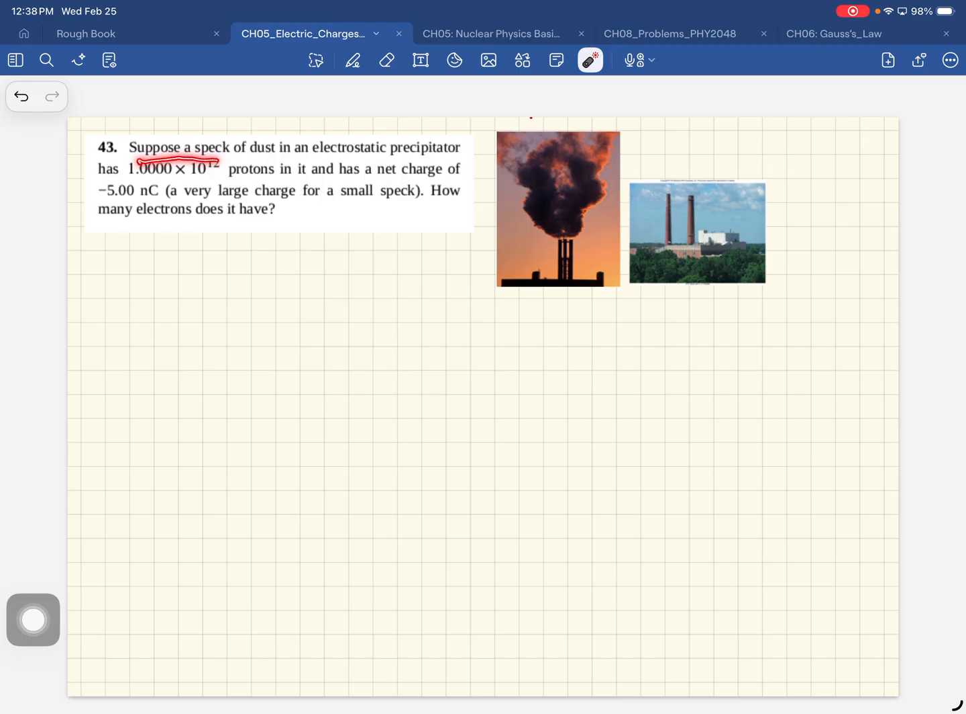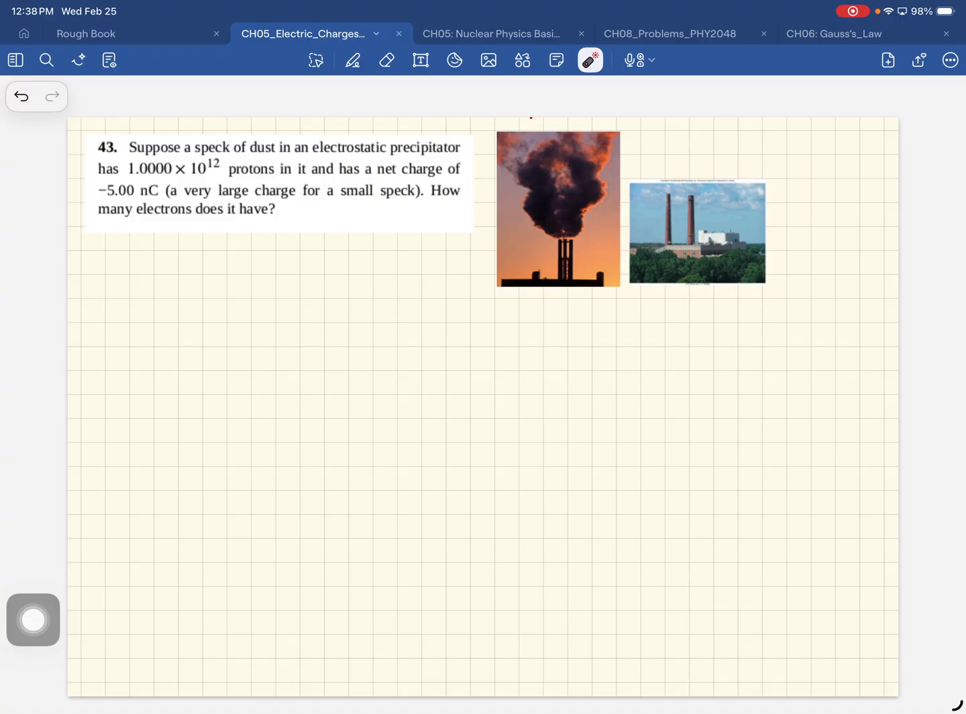All right, suppose a speck of dust in an electrostatic precipitator has 10 to the power of 12 protons. So a trillion protons in it, and has a net charge of minus 5 nanocoulomb, a very large charge for a small speck. To remove this dust, you have to put that much charge in it. So it costs you a bit of money. Like I said, 1 to 2% of the electricity produced.